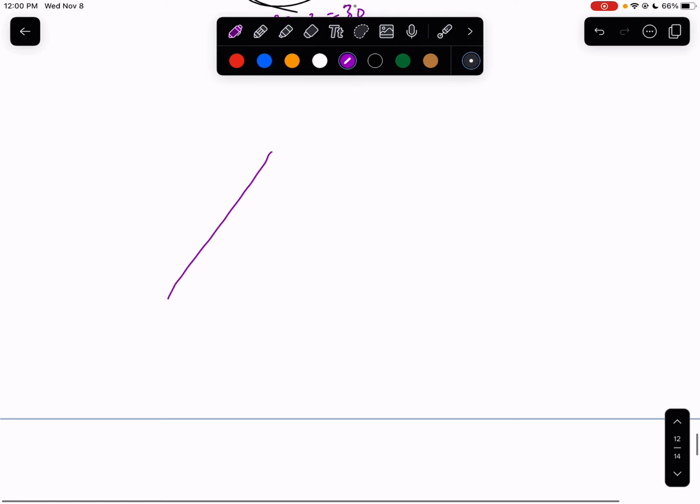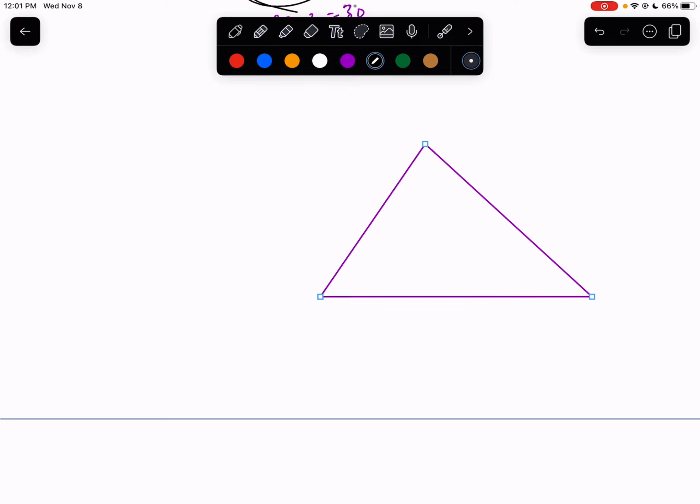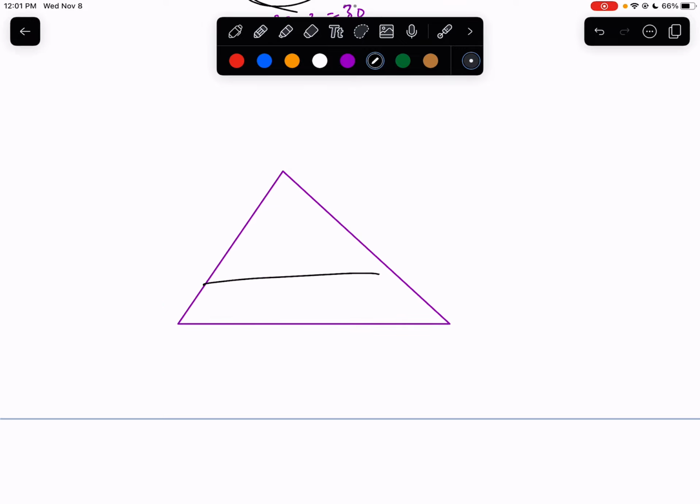So let's make sure that we're very clear on a couple things. What if I knew that I have a line that was parallel? If it's parallel, does it have to be a midsegment? Well, no, it could be parallel way down here. It could be parallel way up here. Those could all be parallel to this side. So being just parallel is not good enough to be a midsegment.